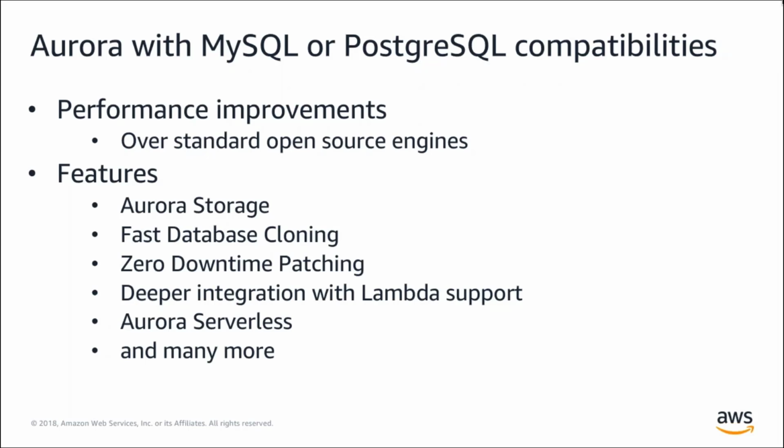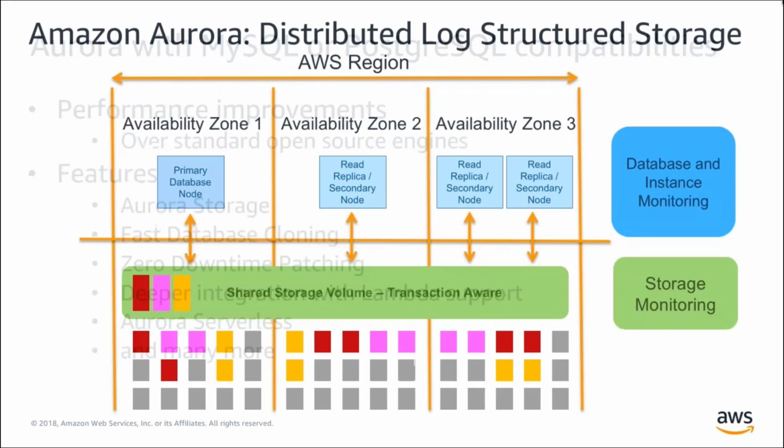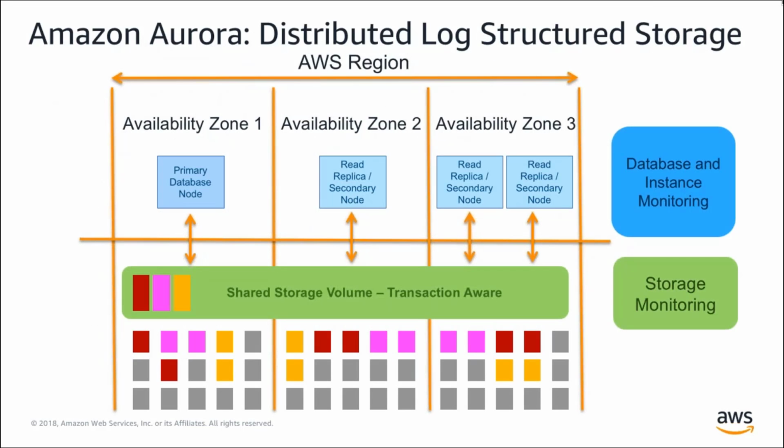We also support zero downtime patching. It will be coming soon for the Postgres compatibility. And it has tighter integration with the rest of the AWS ecosystem, like giving you the ability to invoke Lambda functions and many more. In the next slide, let's look a little bit deeper under the hood at Aurora storage.